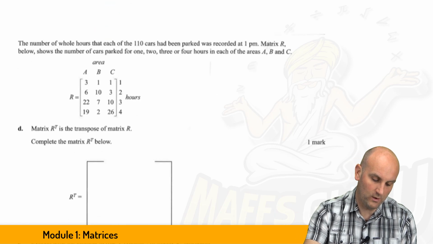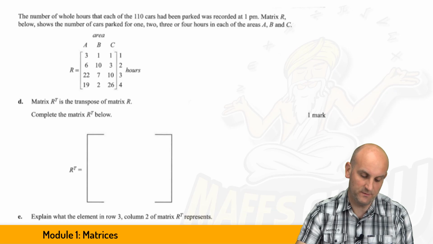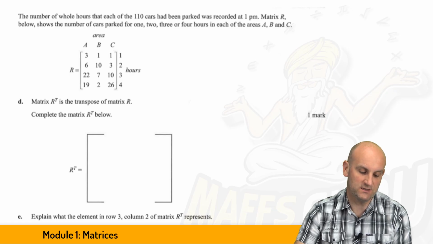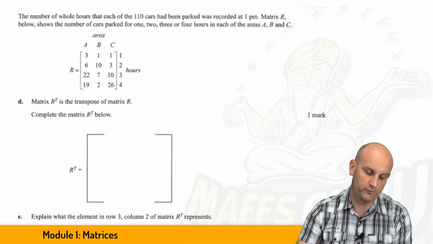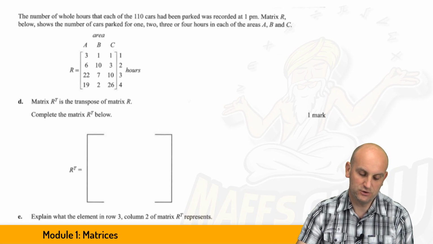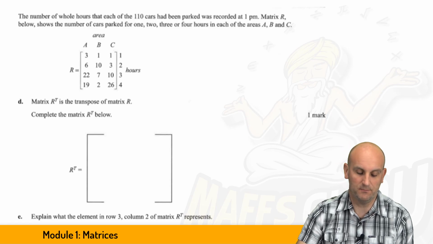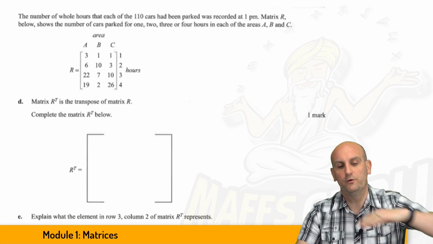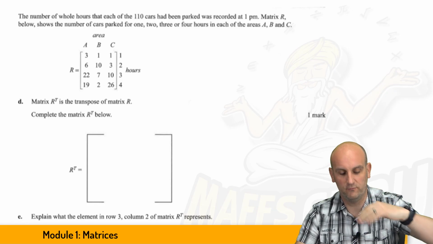The number of whole hours that each of the 110 cars have been parked was recorded at 1 p.m. Matrix R below shows the number of cars parked for 1, 2, 3, and 4 hours in each of the areas A, B, and C. Matrix R^T is the transpose of matrix R. Complete the matrix R^T. When you transpose, your rows become columns and your columns become rows.